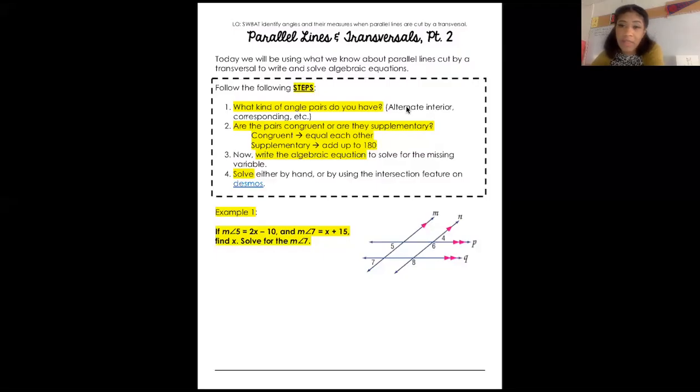We have the same lesson objective today. Students will be able to identify angles and their measures when parallel lines are cut by a transversal. Today, we're going to be using what we know about parallel lines being cut by a transversal from last class to write and solve algebraic equations for a missing variable or a missing angle.